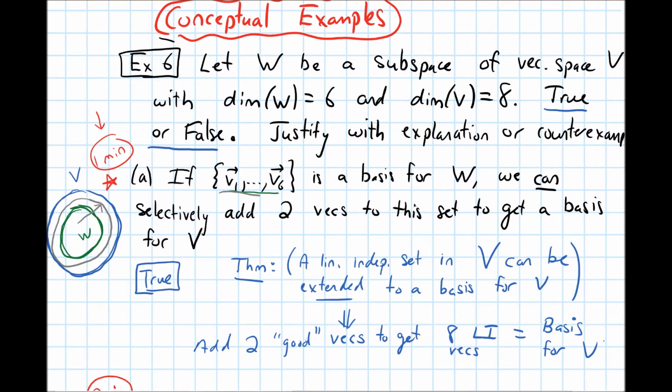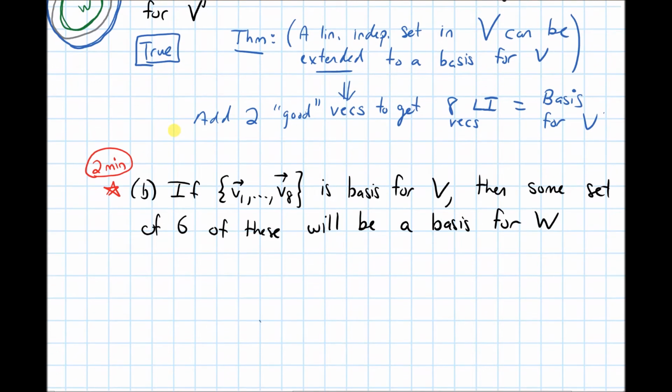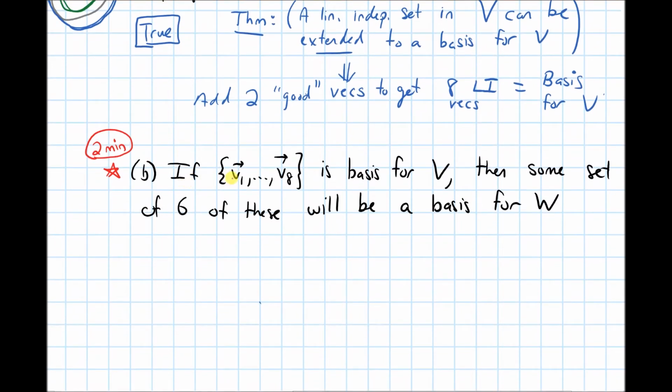So let's do another example. Okay, so part B of this problem is, now let's say we have a set of 8 vectors, V1 up to V8, that is a basis for V, for the vector space. Then some set of 6 of these will be a basis for W. Okay, so this is another good conceptual problem. With this one, I want you to pause the video for about 2 minutes and think about this. So 4, 3, 2, 1, pause the video.